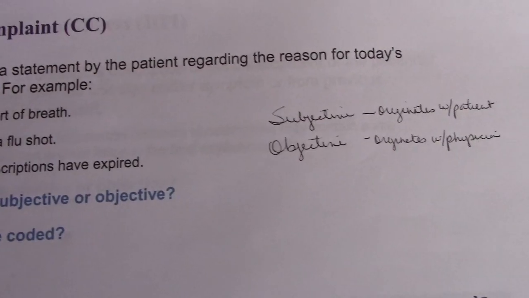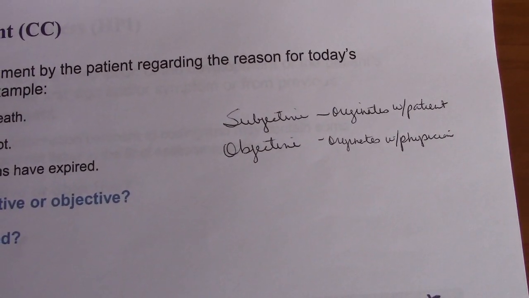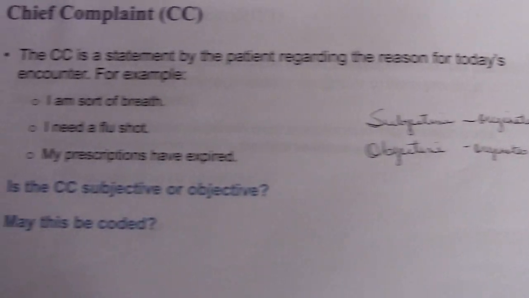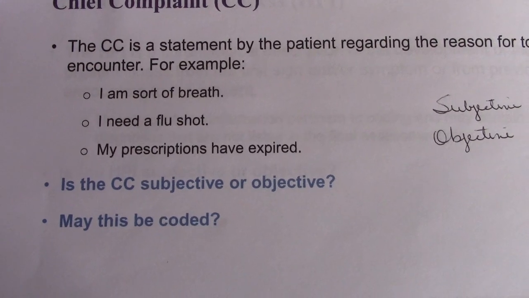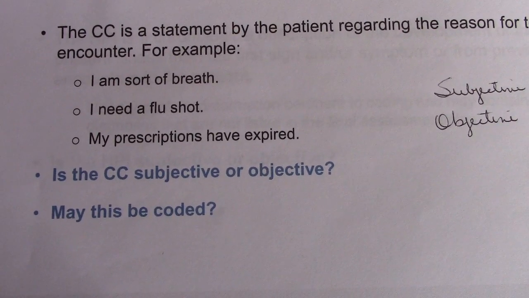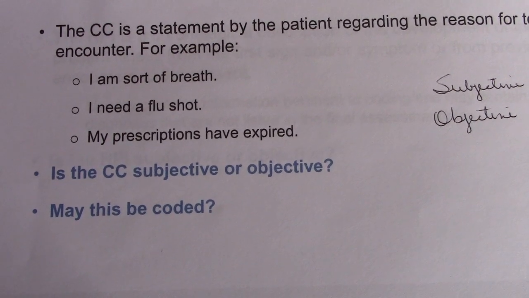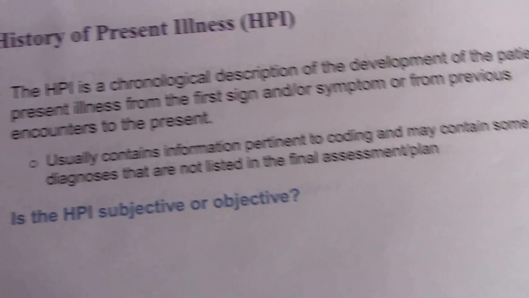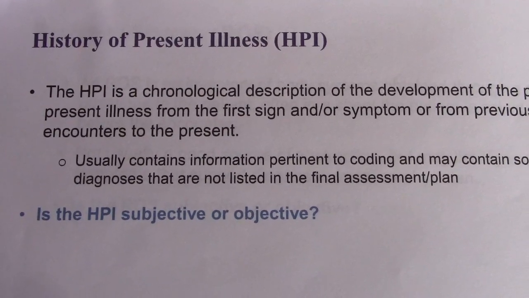And I put a note over here on the side that said subjective originates with the patient, but objective originates with the physician. So with the chief complaint, the patient's coming in and they have a complaint. Is that chief complaint subjective or objective? So then the question becomes, can it be coded? What about the history of present illness?